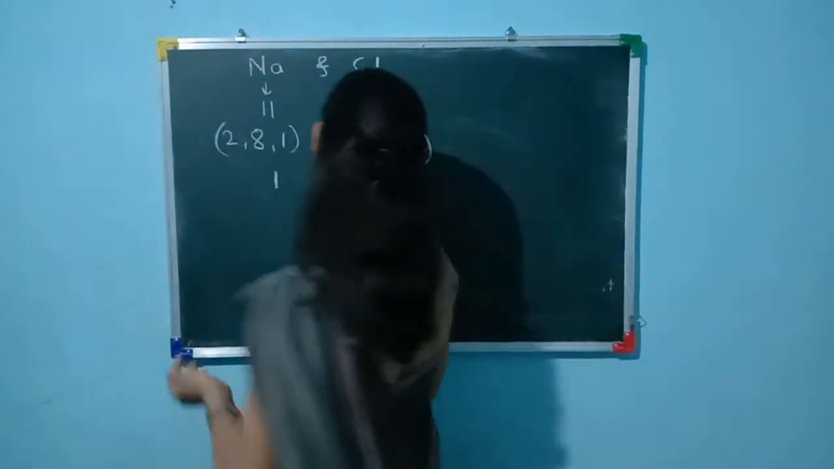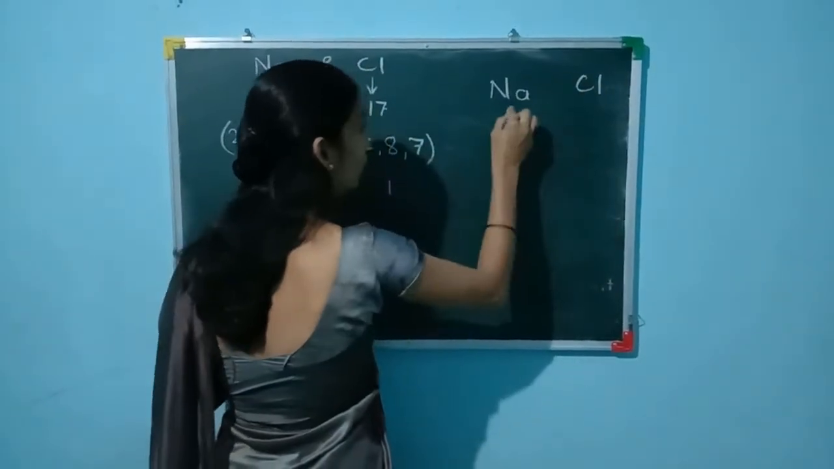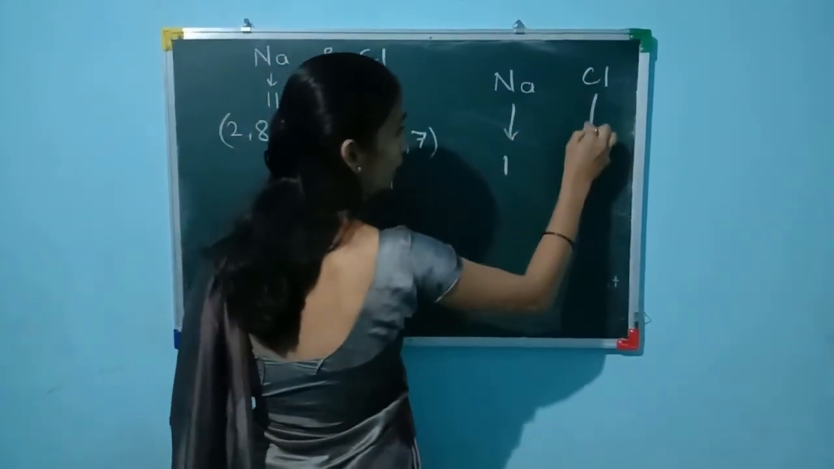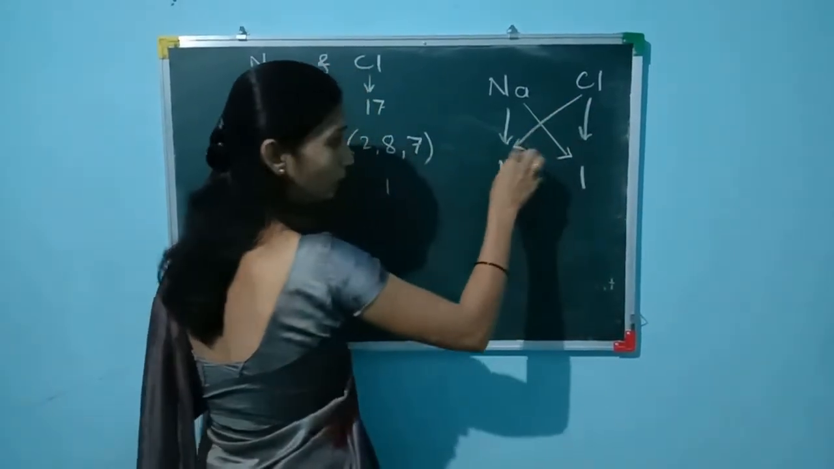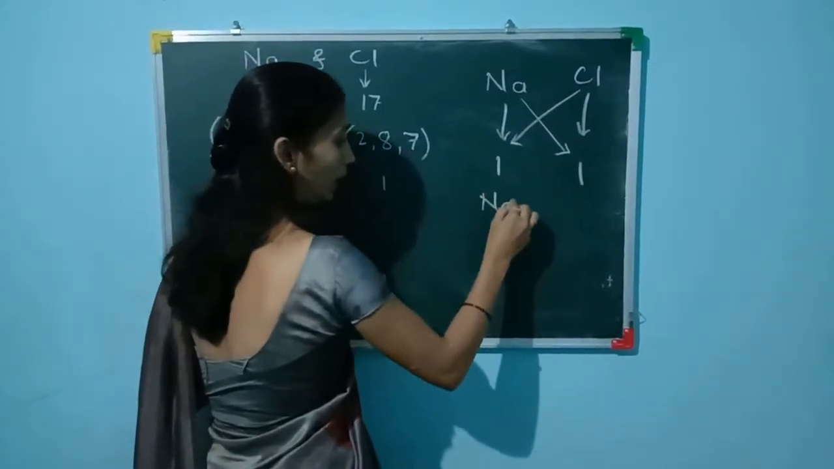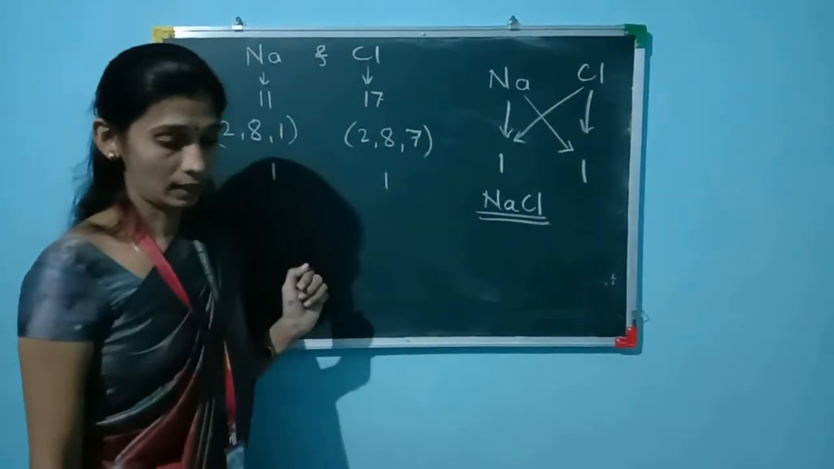Now from the valencies of these two, we can prepare the formula. Sodium having valency 1, chlorine having valency 1, cross multiplication of these two valencies, it becomes NaCl. NaCl is the compound formed here.